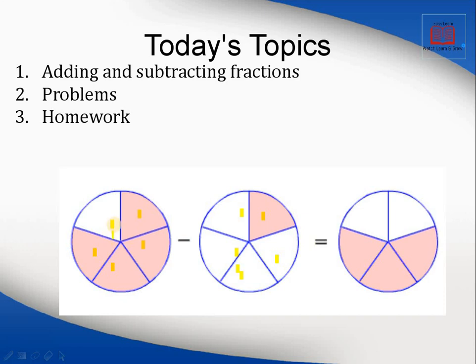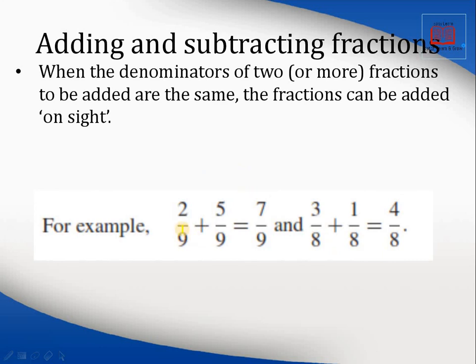You can see that it has 4 shaded portions and it has 1. So simply 4 shaded portions minus 1 gives 3 shaded portions. Remember, we can treat it this way only if our total is the same, meaning our denominator is the same. And this is the example: 2 divided by 9 plus 5 divided by 9 is equal to 7 by 9, but only if our denominator is the same.